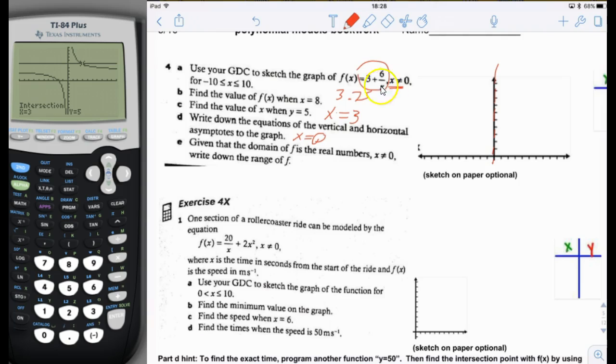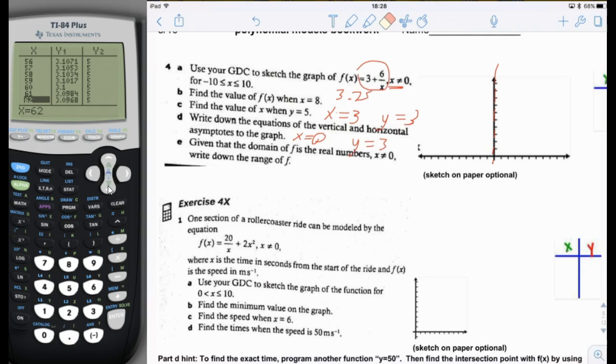What about the horizontal asymptote? You can look at the table, and you could just go out as far as you can go, and you see that it seems to be approaching the value 3, right? Here. So probably the value is 3. Okay, for the horizontal asymptote. Write it down here.